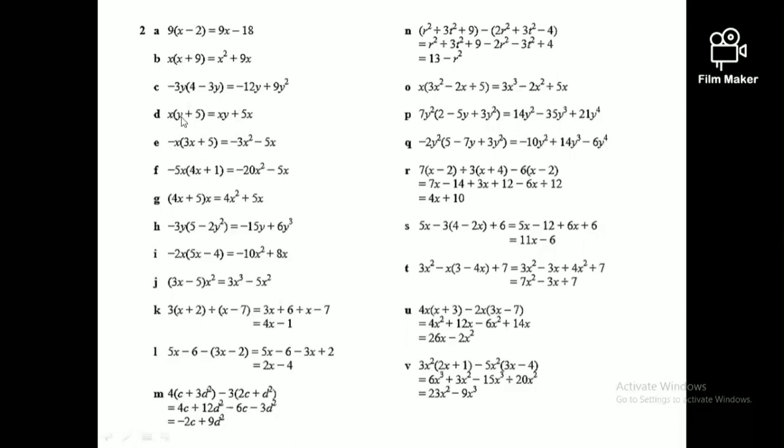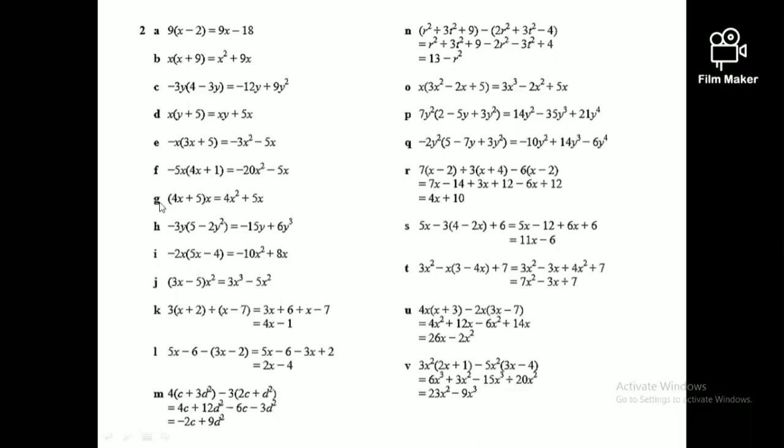If you operate this, minus x into 3x is minus 3x squared, minus x into 5 is minus 5x. Here, you can say minus x into minus 3x is minus 3x squared, minus x into plus 5 is minus 5x. So your final answer is minus 3x squared minus 5x, right? If you come across the fifth question, part F, minus 5x into 4x, minus 5 into 4 is minus 20, x into x is x squared. Minus 5x into 1 is minus 5x. So your final answer is minus 20x squared minus 5x, right?